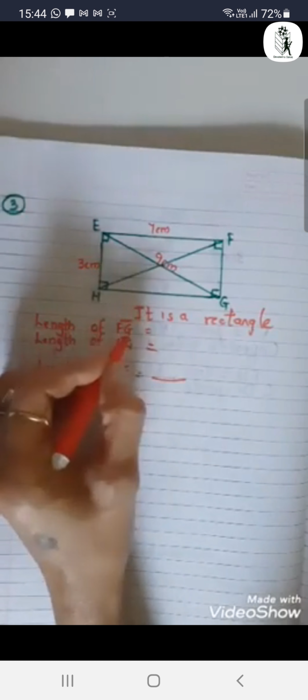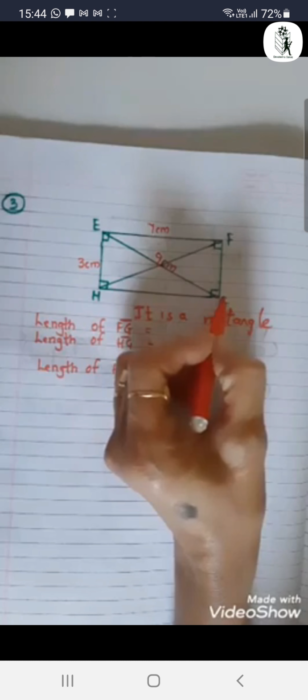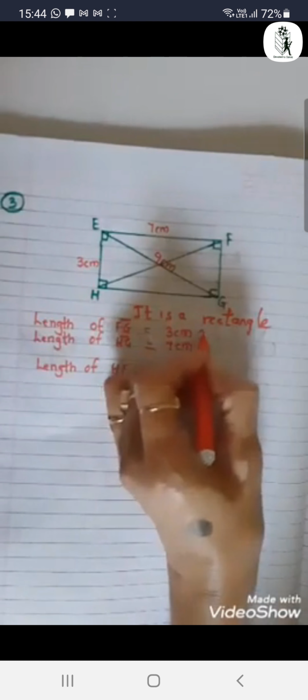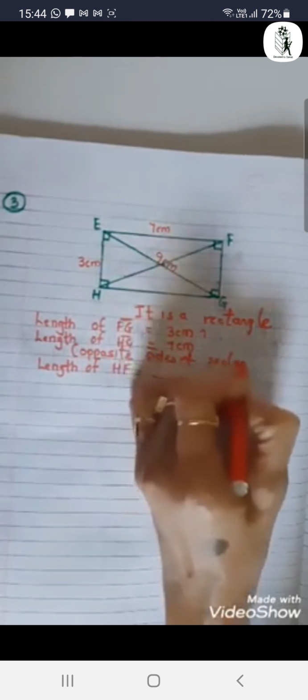Now, length of FG we have to find out. So, if this is 3 centimeter, what is the measure of the opposite side? So, FG also will be 3 centimeter. If EF is 7 centimeter, what is the length of the opposite side HG? HG also will be 7 centimeter. We have to write the reason why, because they are the opposite sides of a rectangle. Opposite sides of a rectangle are equal.